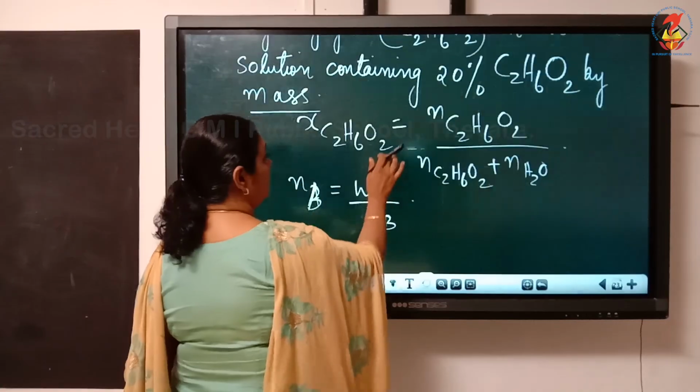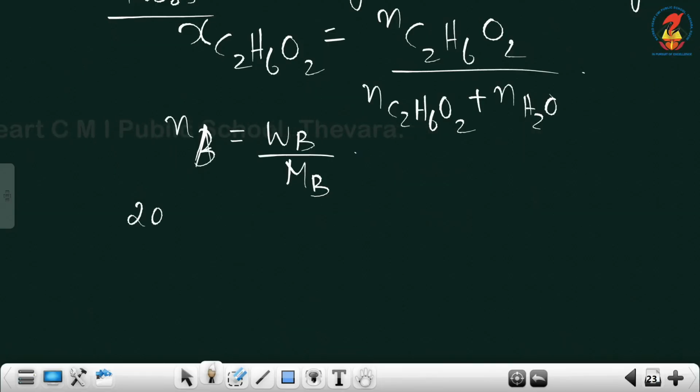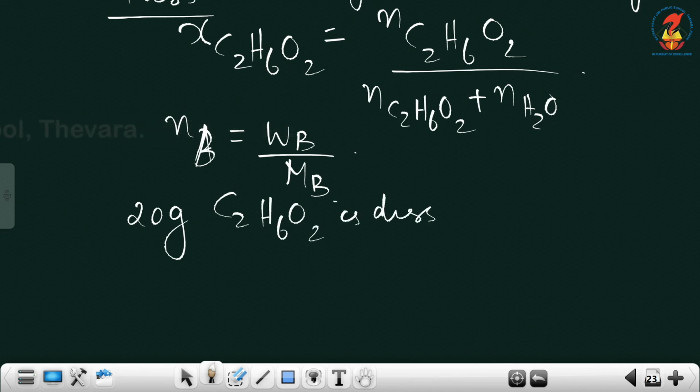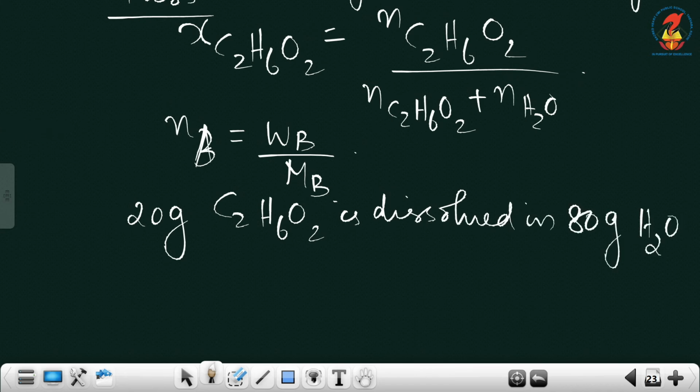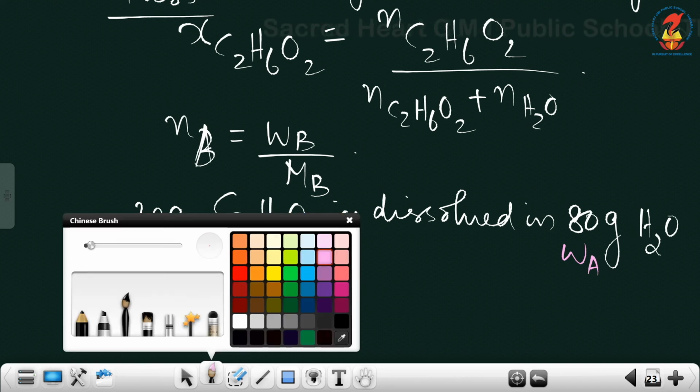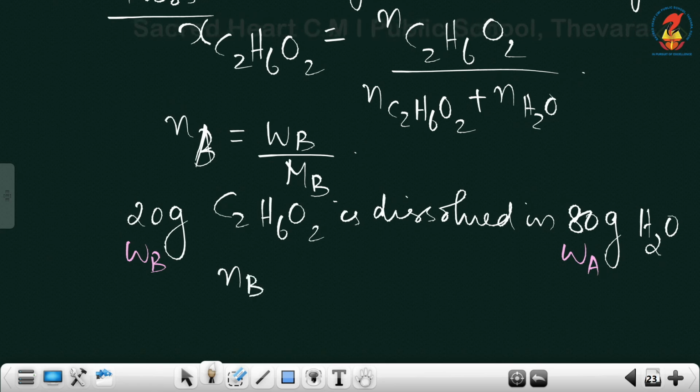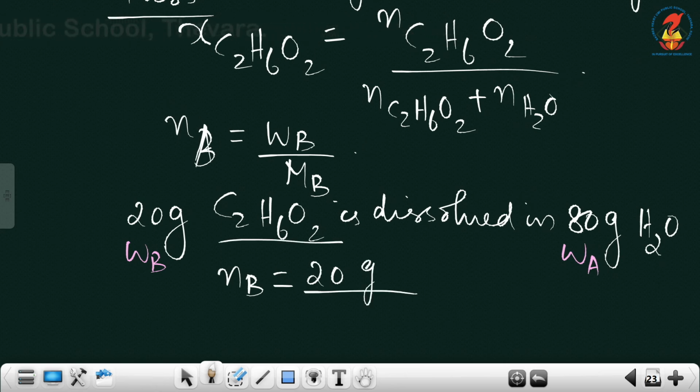So what's the meaning of that? 20% ethylene glycol by mass. It means that 20 gram ethylene glycol is dissolved in 80 gram water, so that the total mass of the solution is 100 gram. Now here WB will be 20 gram and WA is 80 gram. Now you have to find nB first. So nB is equal to WB by MB. WB is 20 gram. Now you have to find MB, that is the molecular mass of ethylene glycol.